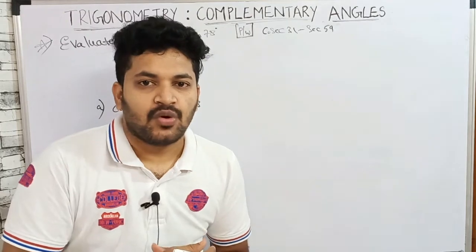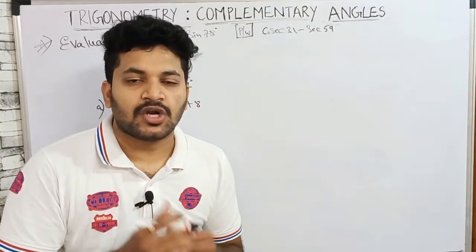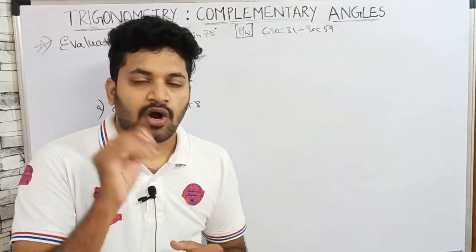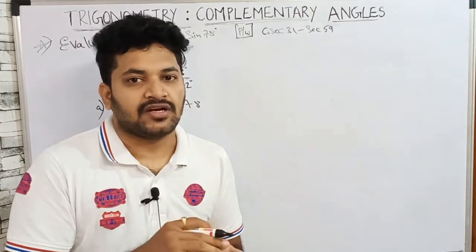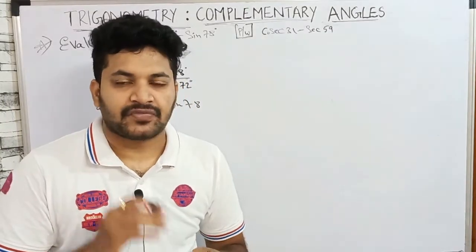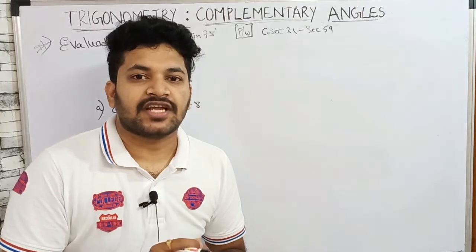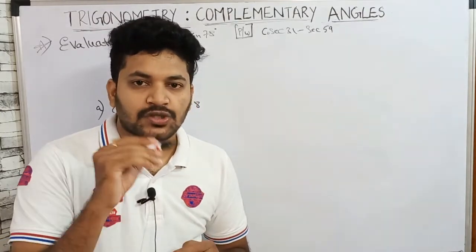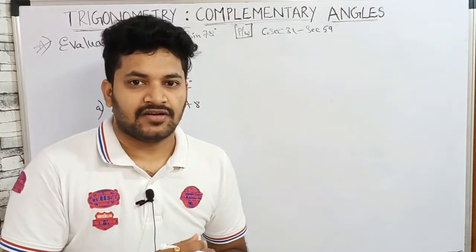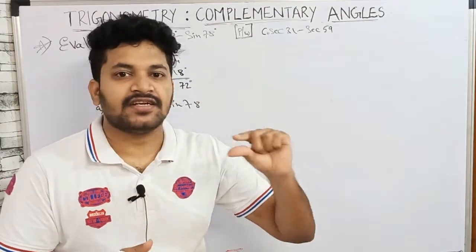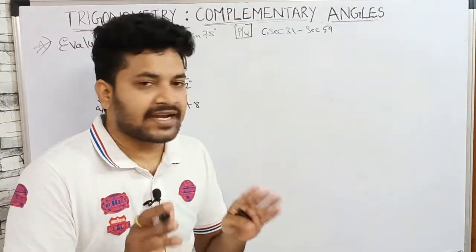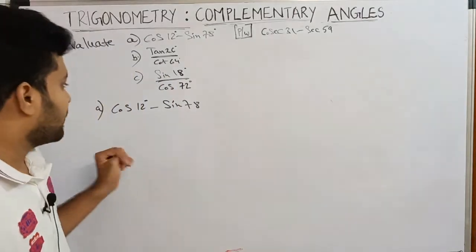If I ask you what is tan 90 minus theta, what should you say? Cot theta. What is cot 90 minus theta? Tan theta. So these both are one set. And then secant of 90 minus theta is cosecant theta, and cosecant of 90 minus theta is secant theta. So first set, second set, third set. After having clarity in these formulas, now let us do this sum.